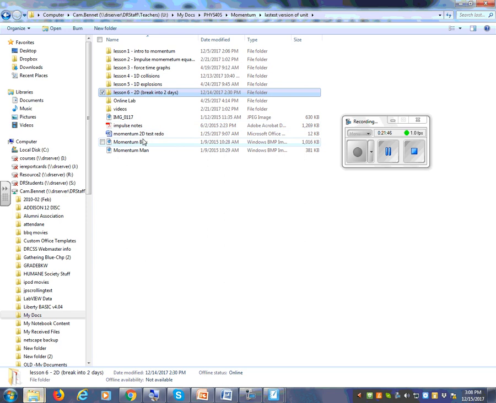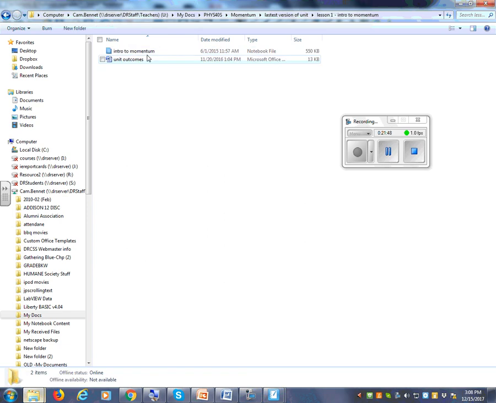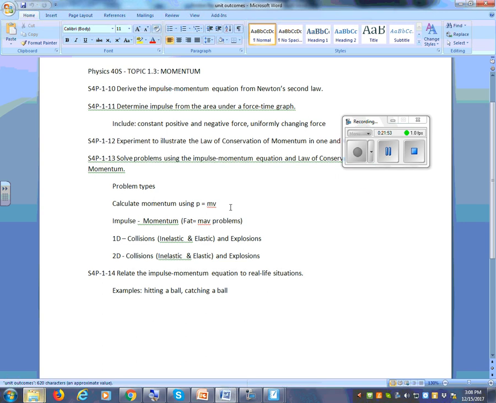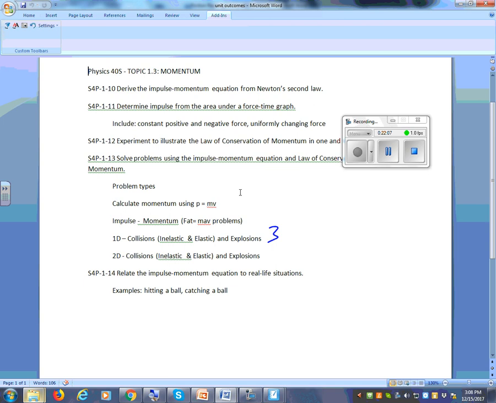Let's go back to the outcomes, right? So, problem types. Calculate momentum using P equals M times V. Well, those are super easy, right? Impulse momentum, fat math problems. So, you should be able to do 1D collisions, inelastic, and elastic, and explosions. So, there's 3 types there. And 2D collisions, inelastic, elastic, and explosions. So, there's 3 types there. So do enough in one of those. There's only going to be one of those on the test. I just haven't told you which one.